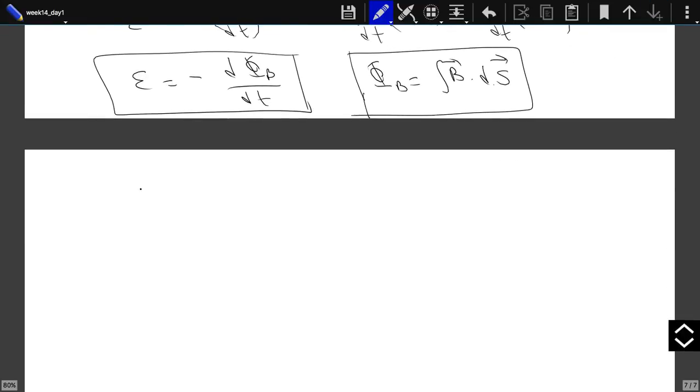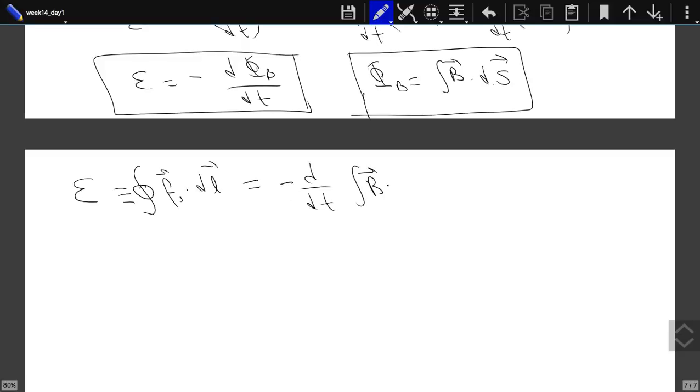Well, now there seems to be a problem, though. On the one hand, we have the integral of F dot dl around the closed loop, which we defined as the EMF. On the other hand, we have minus d by dt of the integral of B dot ds, which we defined as minus the time derivative of the flux.